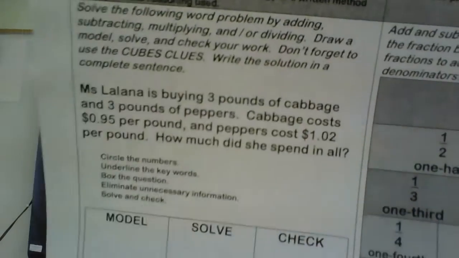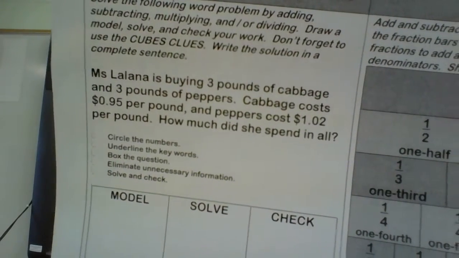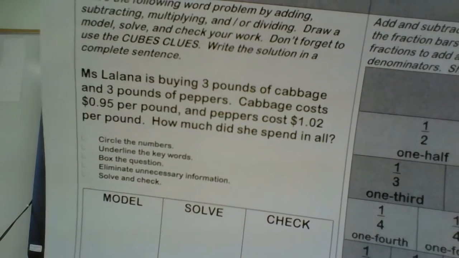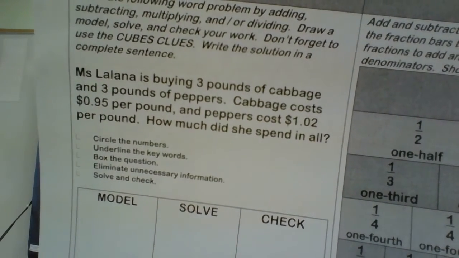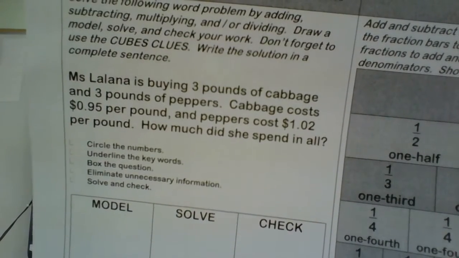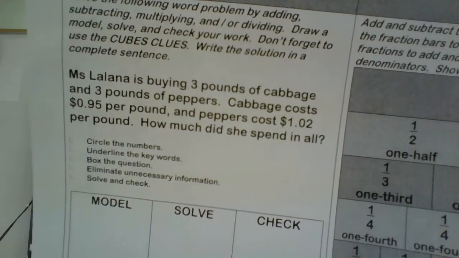Where am I? So Miss Alana is buying 3 pounds of cabbage and 3 pounds of peppers. Cabbage costs 95 cents per pound, and peppers cost $1.02 per pound. How much did she spend in all?